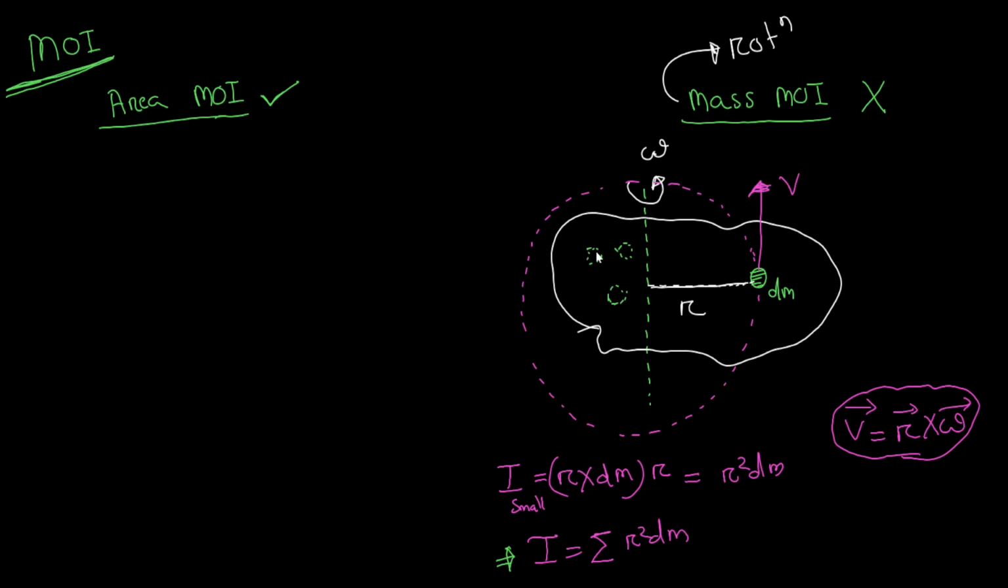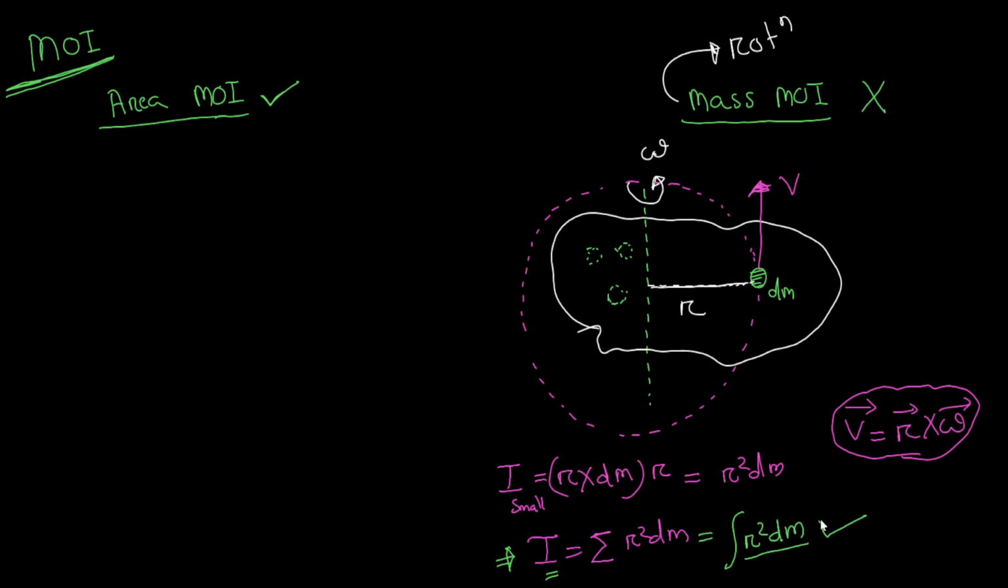There is another way to write this. I will take this mass, then I will integrate over the total area of the object. What will I get? Integration of the same r square dm. This is nothing but the mass moment of inertia of the small mass. Then I will integrate over the total area, and I will get the total mass moment of inertia.